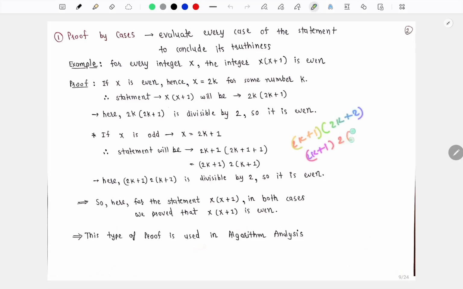Here we can simplify it like this. So we can say that it is also divisible by 2. So it is even. So for the statement x into x plus 1, in both the cases, for even and for odd, we have proved that x into x plus 1 is even. So this is what we have proved. In real life, this type of proof is used in algorithm analysis.